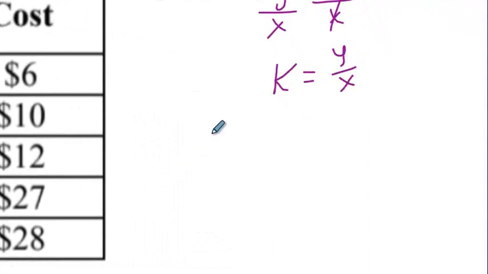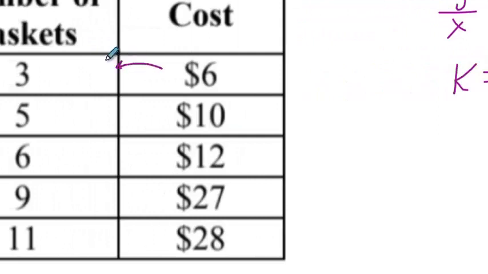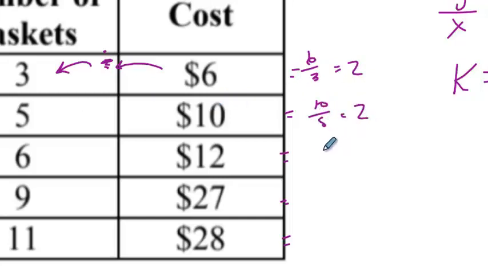So if this is direct variation, when I take this column divided by this column, I should get the same value every single time. So what is 6 divided by 3? 2. What is 10 divided by 5? What is 12 divided by 6? What is 27 divided by 9?